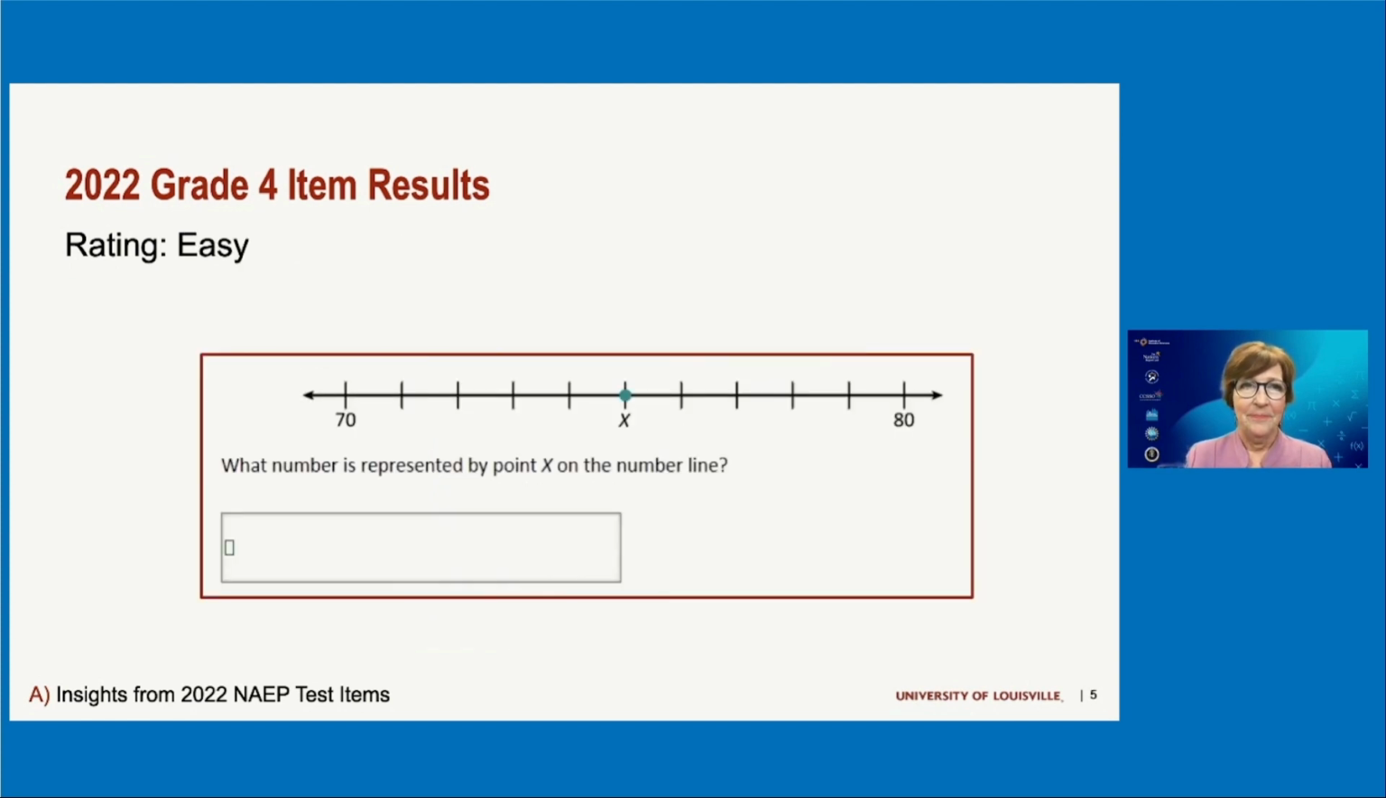Next item. What number is represented by point X on the number line? Again, what level of reasoning or number relations is necessary and optimal for solving this problem? The result for this item was 71%. 7 in 10 students in the 4th grade could decide that X was 75. Keep that in mind because we'll be talking about the number line throughout the session.